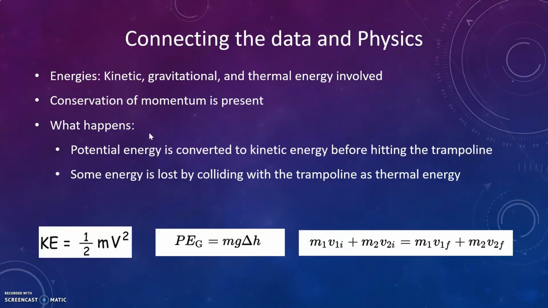For this example, there is kinetic, gravitational, and thermal energy involved. The potential energy is converted to kinetic energy right before hitting the trampoline, and some of the energy is lost by colliding with the trampoline as thermal energy. And here are the various equations used to calculate each energy.